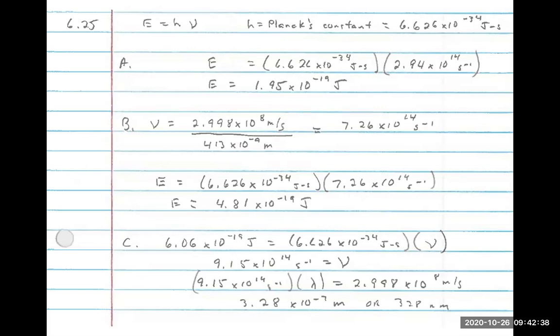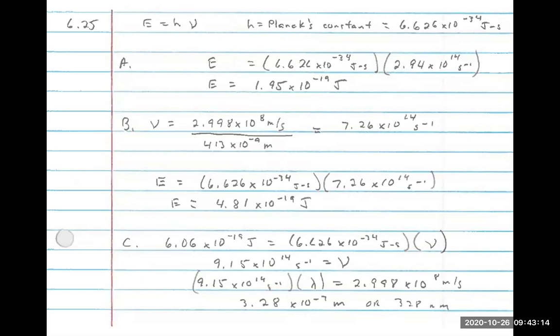Wavelength was given in nanometers. As I've said before, that's a pretty common way to see wavelength expressed. So I want to get it into meters so that it'll cancel the units on my speed of light constant, get rid of those meters and just have it in seconds to the -1, because I know that's the unit for frequency. And so I convert that 413 nanometers into meters by making it 413 times 10 to the -9. And then if I do my math, I get a frequency value.